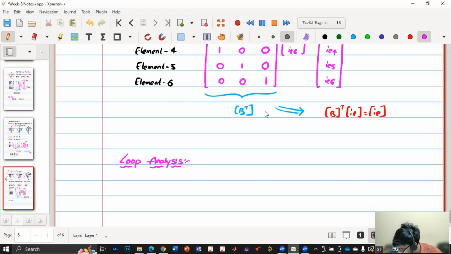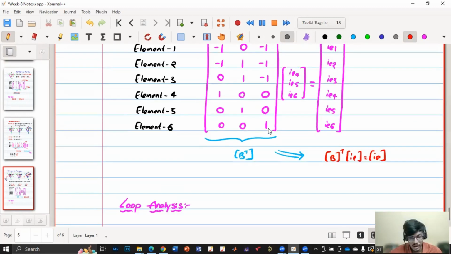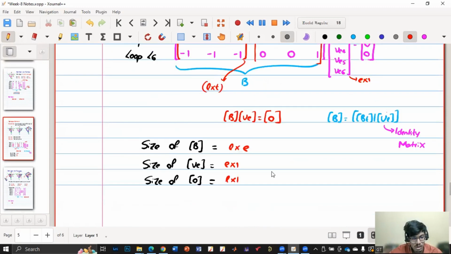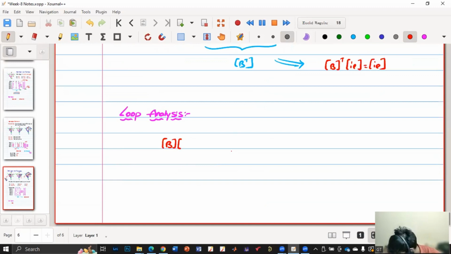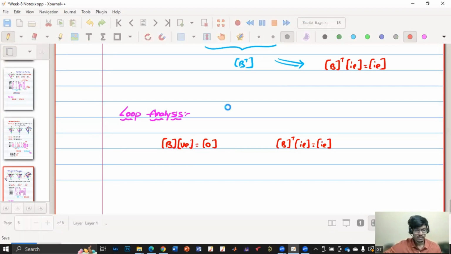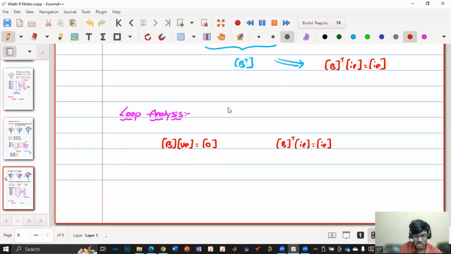So in the loop analysis, first of all, B into what we have? B into loop currents. Sorry, B into element voltages. B into VE is equal to 0. And B transpose into loop currents is equal to element currents. So if you see, they are just complementary to each other.